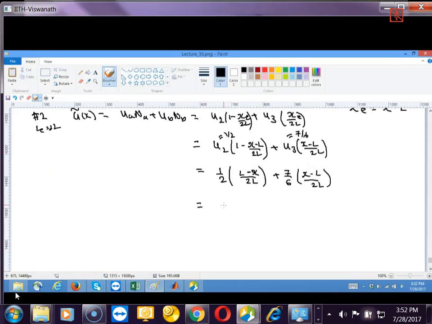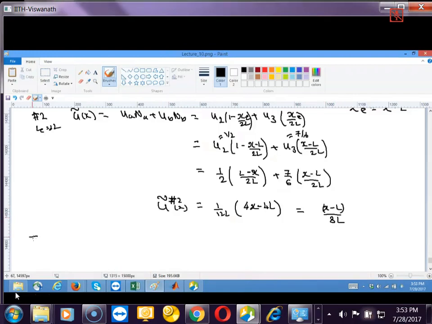So this will become 1 by 12L times 3 minus, so minus 4L, and this is minus 3x, this plus 3x, this will become 4x. So this is equal to (x minus L) by 3L, which is u tilde for the second element.